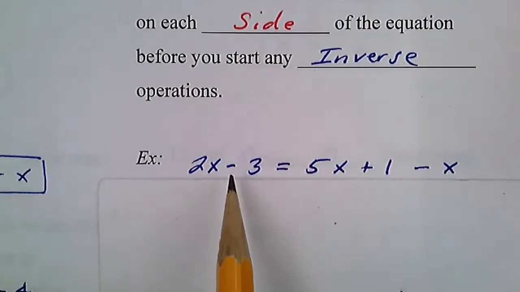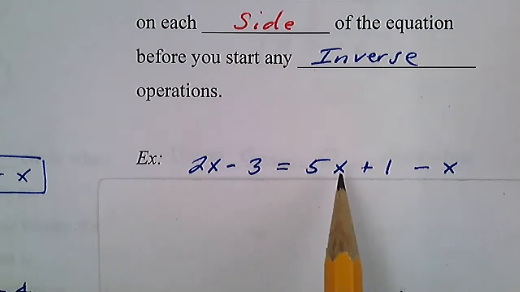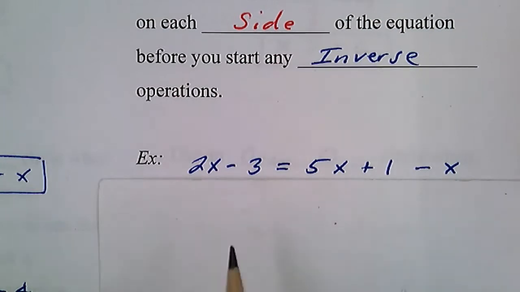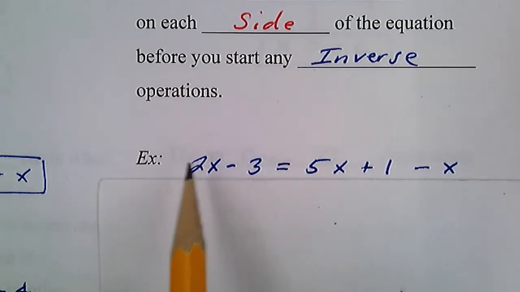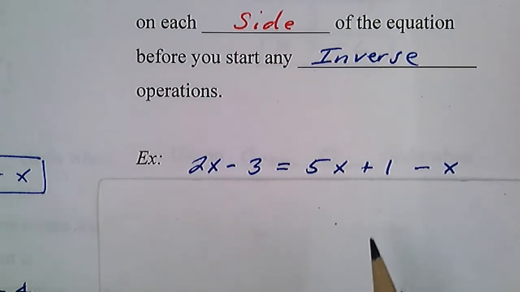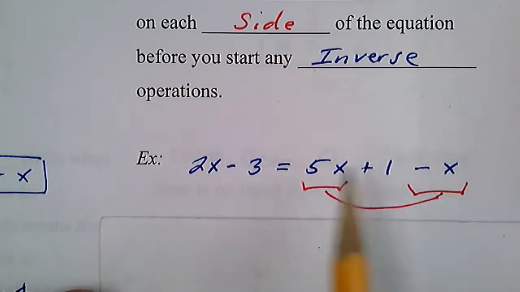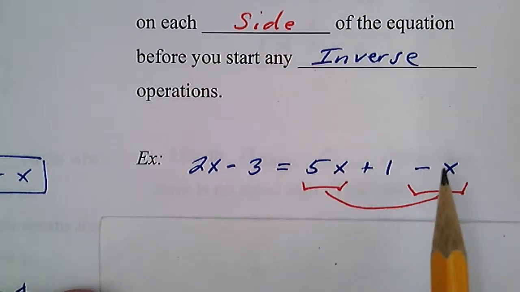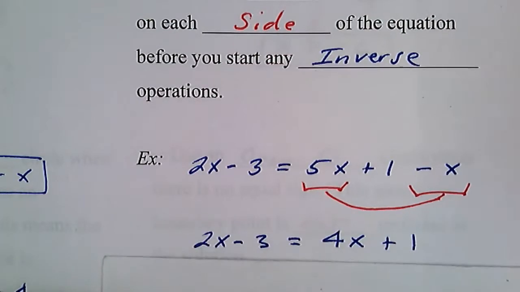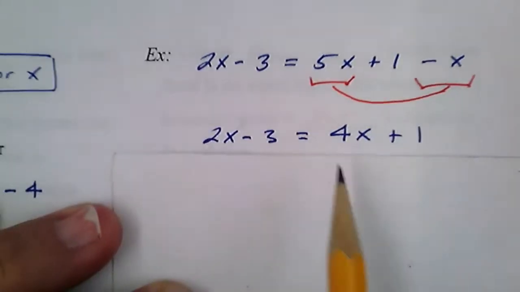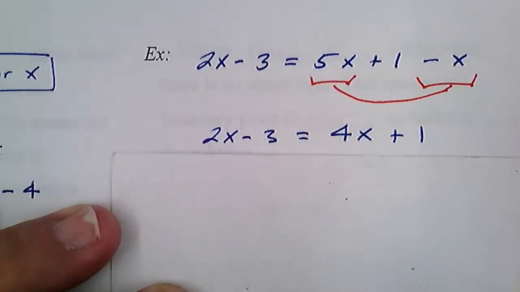Let's say we've got a problem that looks like this right here. So we've got 2x minus 3 is equal to 5x plus 1 minus x. Well, some of you might look at this and you might go, oh, okay, there's this 5 here, so I'm going to subtract 2x. But you're going to run into some trouble. We need to get this side organized over here before we start the actual problem. So we need to combine like terms. So 5x minus an x is going to be equal to 4x plus 1. And then you would continue with the problem.